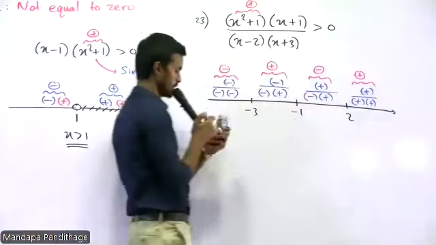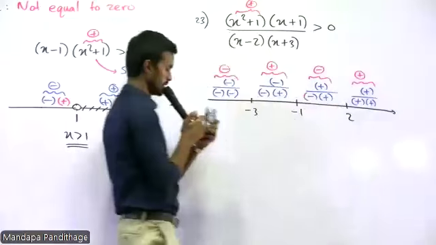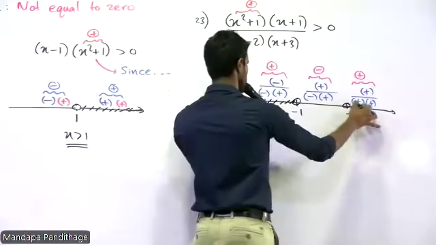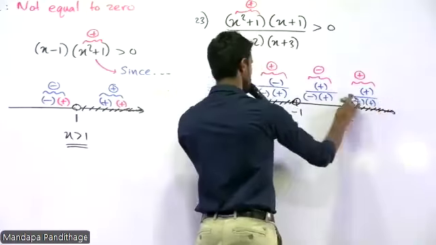You're supposed to find the region that is positive. It's positive in this region, and in this region, and this region, and this region. Clear? Derive the final answer. It's x is greater than minus 3 and less than minus 1, or x is greater than 2.